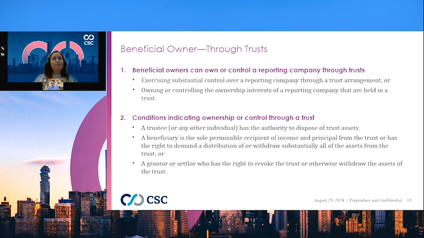Note that this list may not be exhaustive of all of the conditions under which an individual owns or controls ownership interests through a trust. There may be other arrangements under which individuals associated with a trust may be considered a beneficial owner of the underlying reporting company.